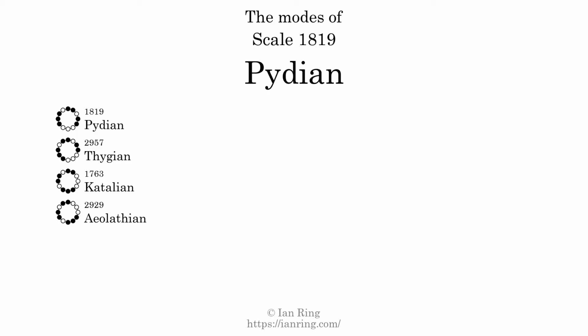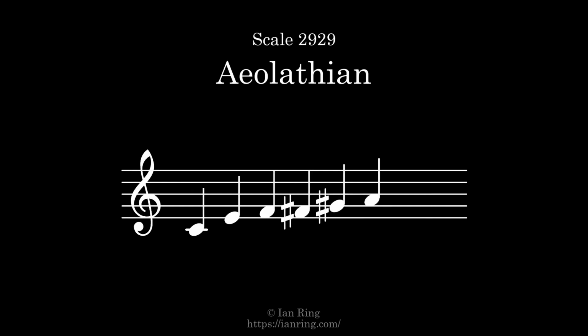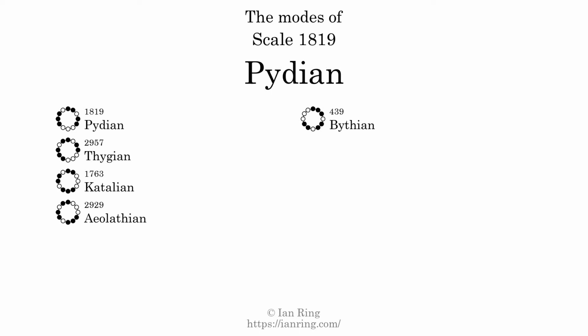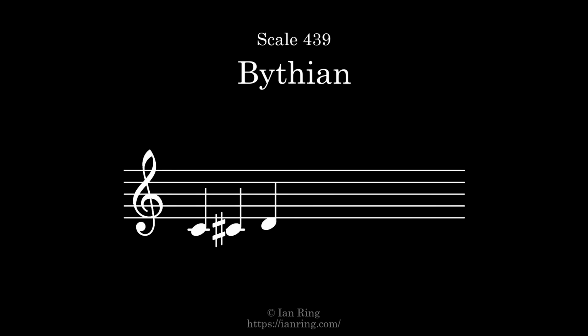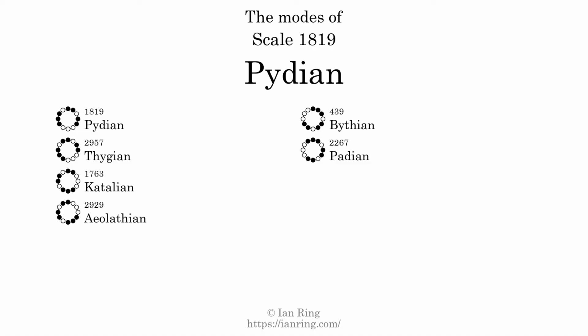The fourth mode is scale 2929, also known as Elathean. It sounds like this. The fifth mode is scale 439, also known as Pydian. It sounds like this. The sixth mode is scale 2267. Also known as Pydian. It sounds like this.